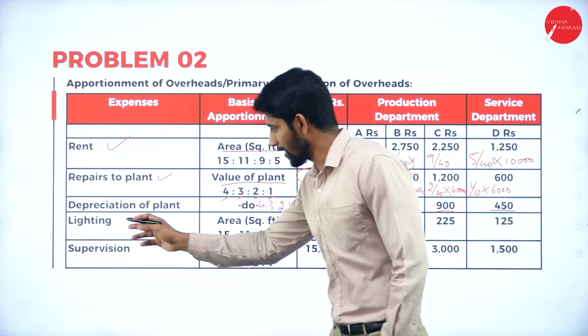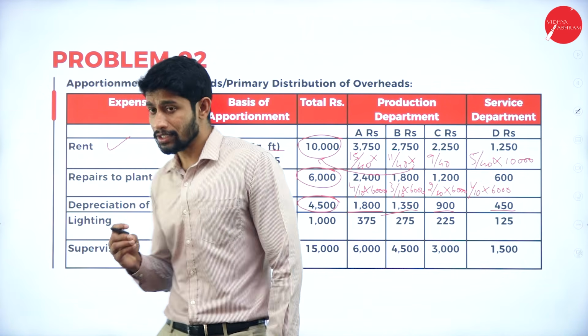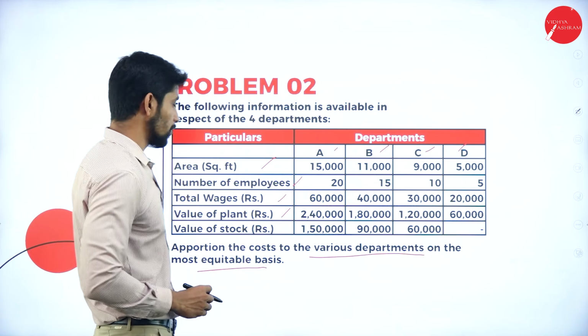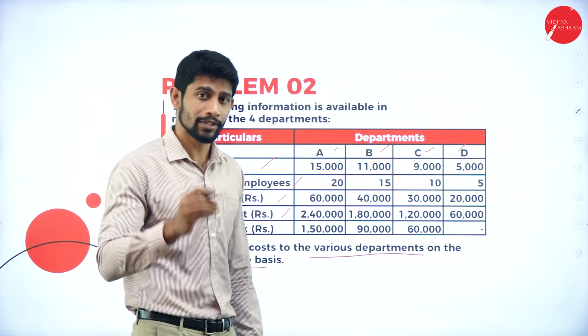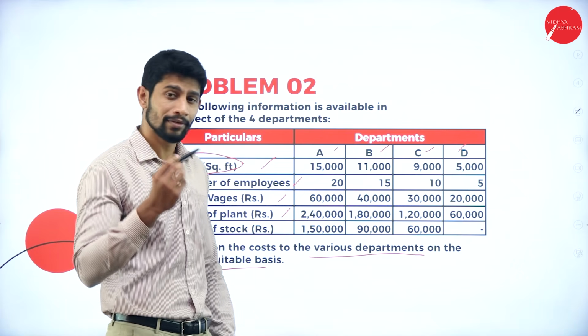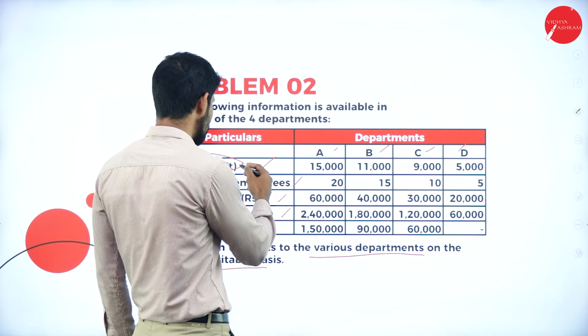Next, lighting. Again, the lighting is supposed to be distributed based upon the area. The number of lighting points is not given. If the lighting points are not given, then consider the area.